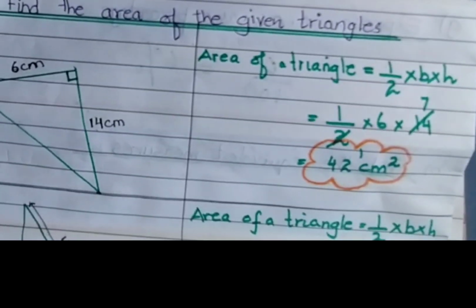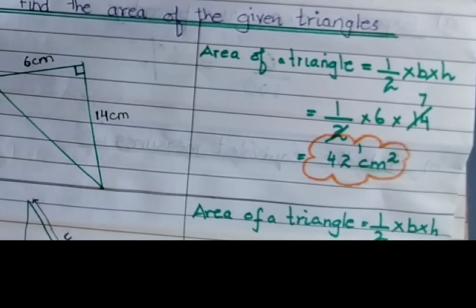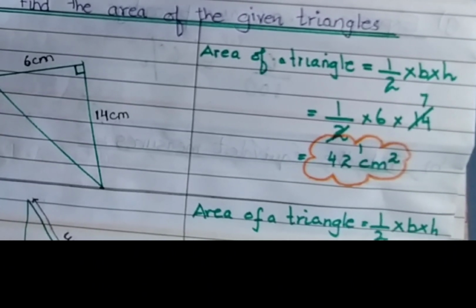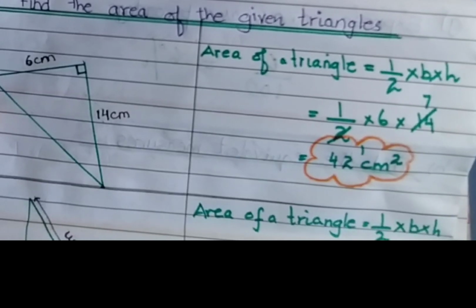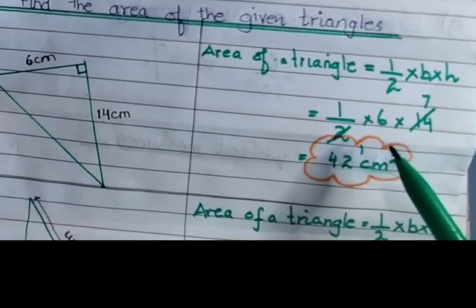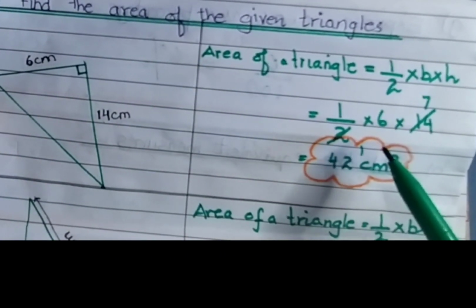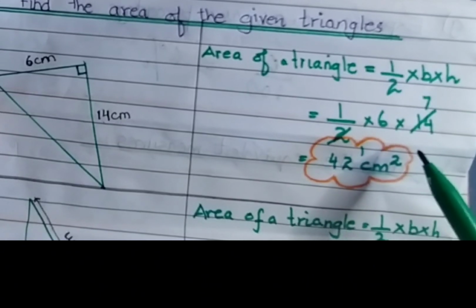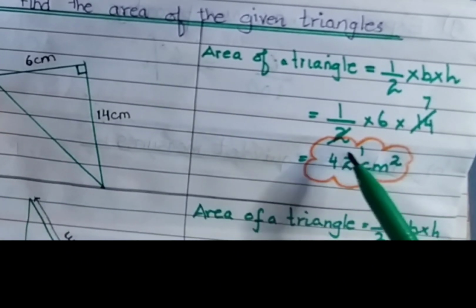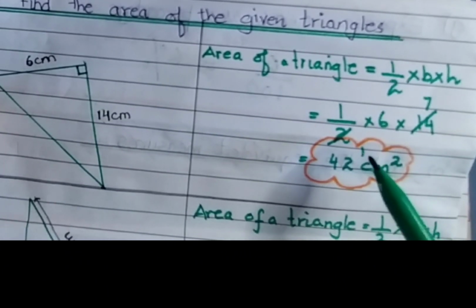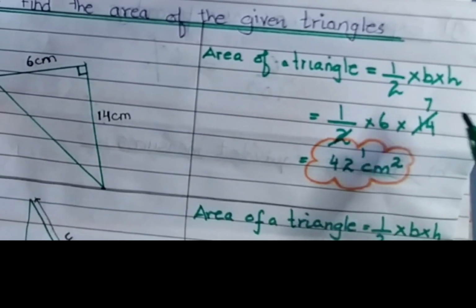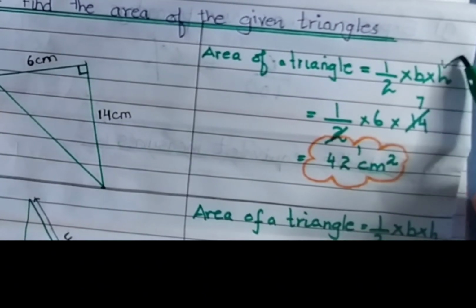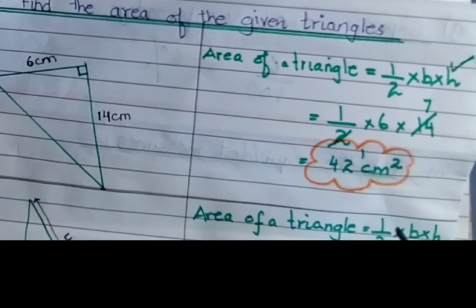Children, let's have a look at the question. Find the area of the given triangles. The base and the height are given to you. So let's take one of these as base. I have made 6 my base and 14 my height. Okay, so cut off the numbers, and always remember that you first have to write down the formula. Area of a triangle is equal to half into base into height. You write this first. This is very important to write.